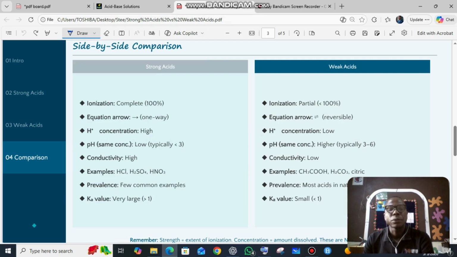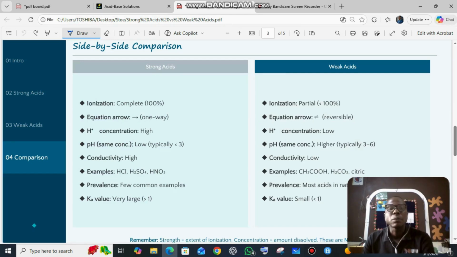Today we are going to clear a very common confusion in chemistry. And what exactly is this? It's the difference between strong acids and weak acids. We are going to compare, side by side, the differences between strong acids and weak acids.